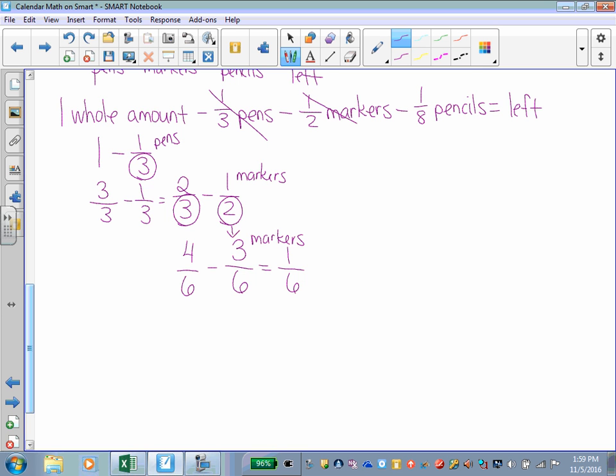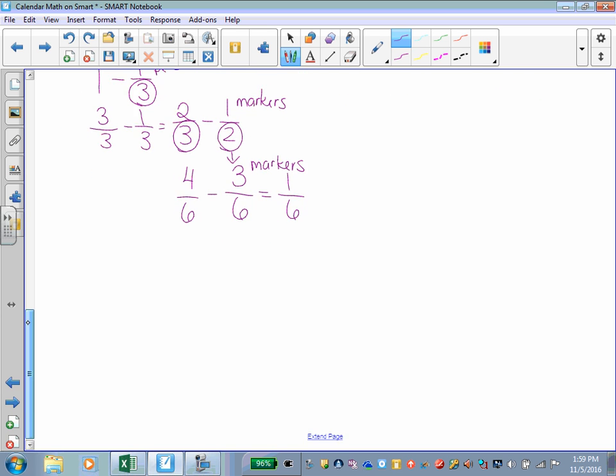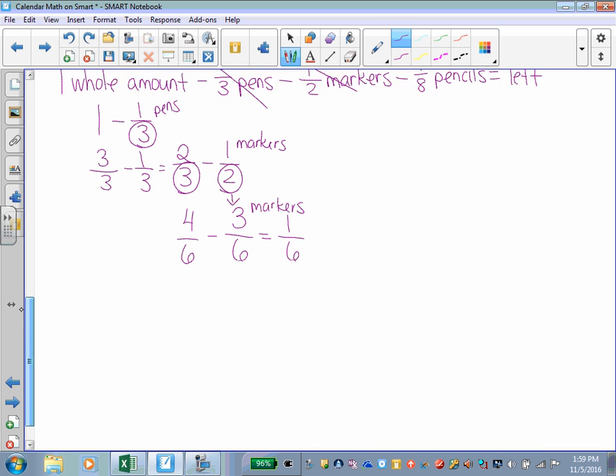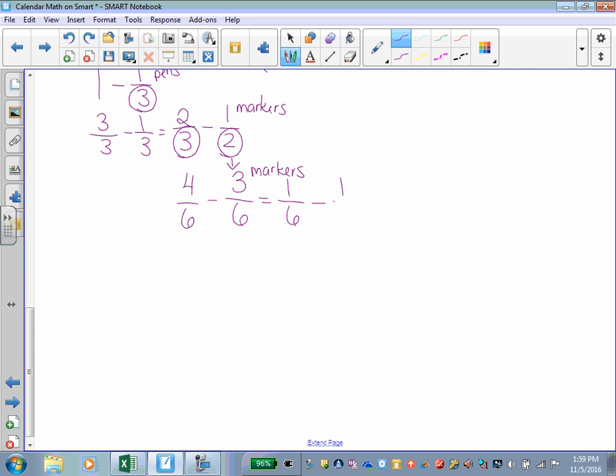So now we've done the markers. We have 1/6 of her money left, and now we need to take away the 1/8 for the pencils, minus 1/8 for the pencils. Alright guys, I'm glad this problem came up because I wanted to show you another way that you can find the common denominator. You already know that you can multiply 6 times 8 to get to 48, but then you're going to have to simplify. You've also seen a problem where sometimes the denominator can become the other denominator by multiplying. In this case, a 6 can never become an 8 by multiplying.